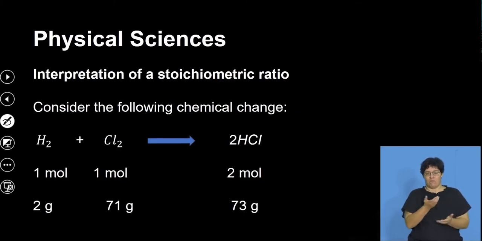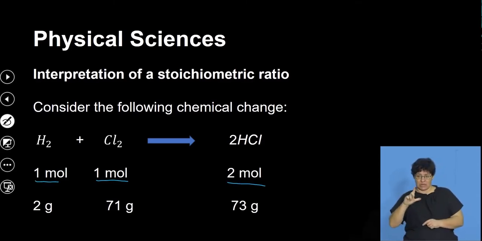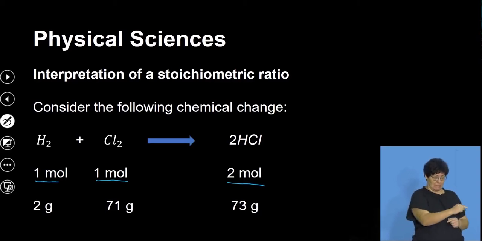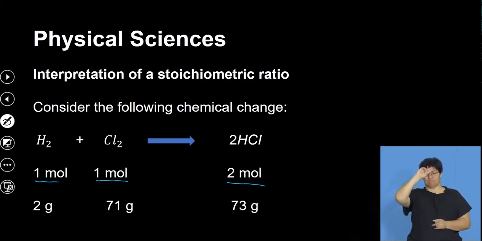If for argument's sake we consider a simple reaction of hydrogen and chlorine gas to form hydrogen chloride, the stoichiometric ratio is 1:1:2. It means 1 mole of hydrogen reacts with 1 mole of chlorine to form 2 moles of hydrogen chloride. If we put this in terms of mass, we can say in 2 grams there is a mole of hydrogen, in 71 grams there's a mole of chlorine, and so on. So this is the interpretation of the stoichiometric ratio in which substances react.